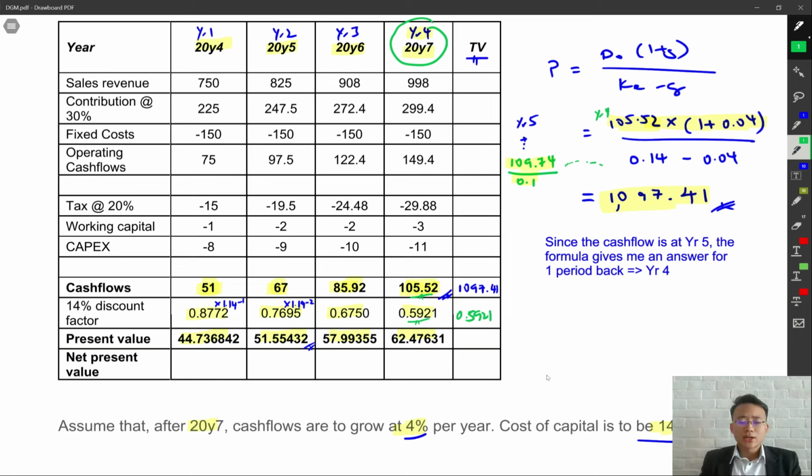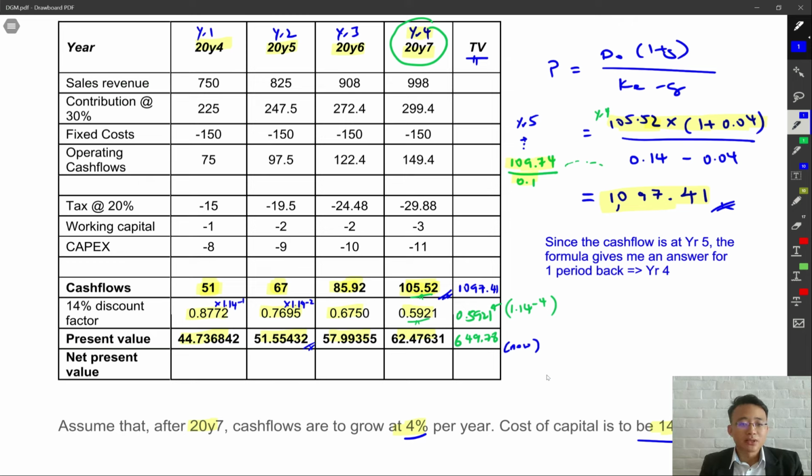So 1,097.41 times 0.5921, you get 649.78. Okay? If you want to work it out manually, it's 1.14 power minus 4. This gives you the discount factor here. So now we have brought it to year 0. It is valued as at now. Let's add it all up.